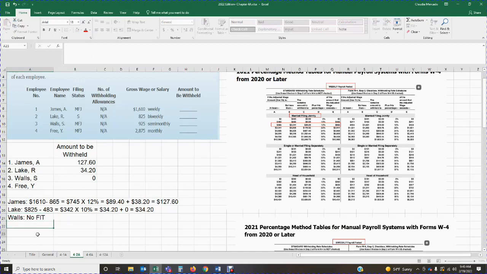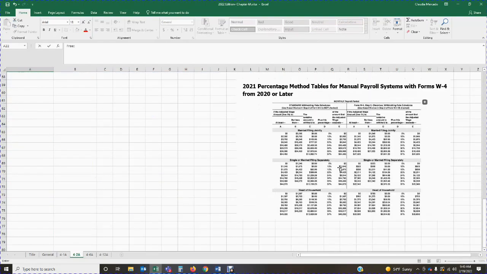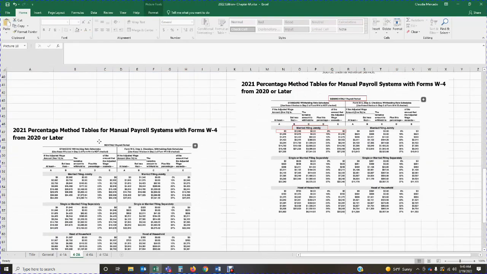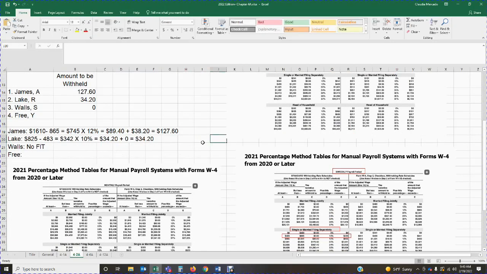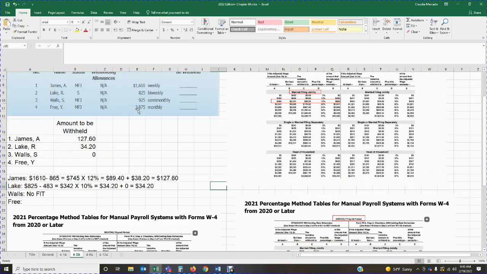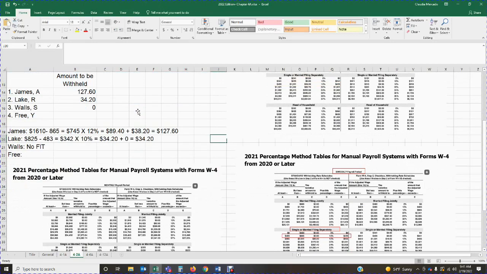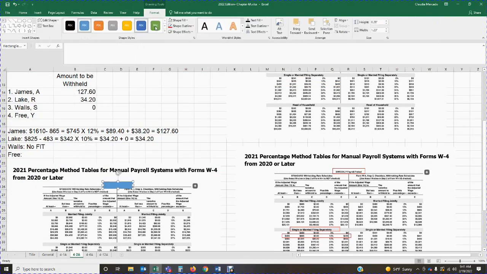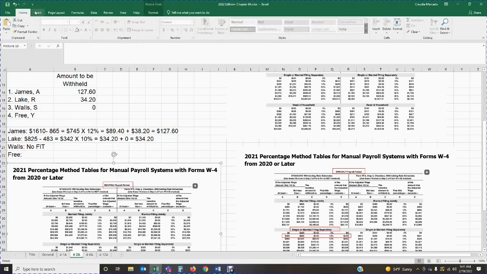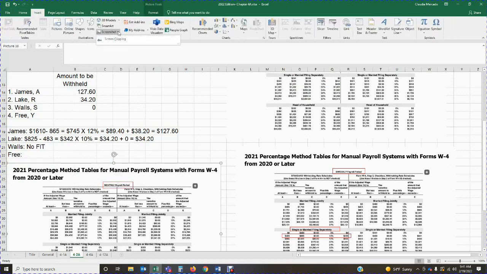And then we have Free. Free gets paid monthly, so we're going to have to look at the monthly table, and Free is married filing jointly. So we're going to go to the table. Let me move this table up a little bit so we can see it better. Right here. Now Free is married filing jointly and monthly. Look at the table. We're looking at the monthly table. Make sure that's the first thing you look at, and then married filing jointly.